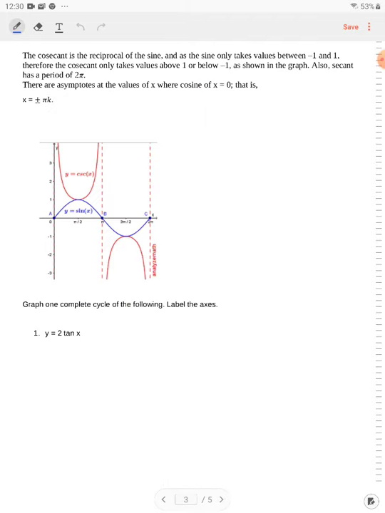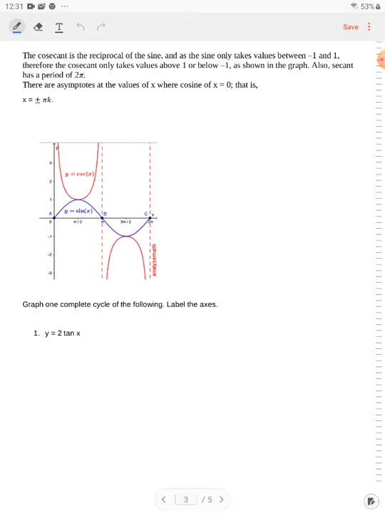Here's a picture of the cosecant. Cosecant is the reciprocal of sine. So wherever sine is 0, which is 0, pi, 2 pi, we will have vertical asymptotes. So again, what we're going to do is our tangent and cotangent, we'll graph those. But to graph cosecant, we'll graph sine and then do the reciprocal. To graph secant, we'll graph cosine and do the reciprocal.